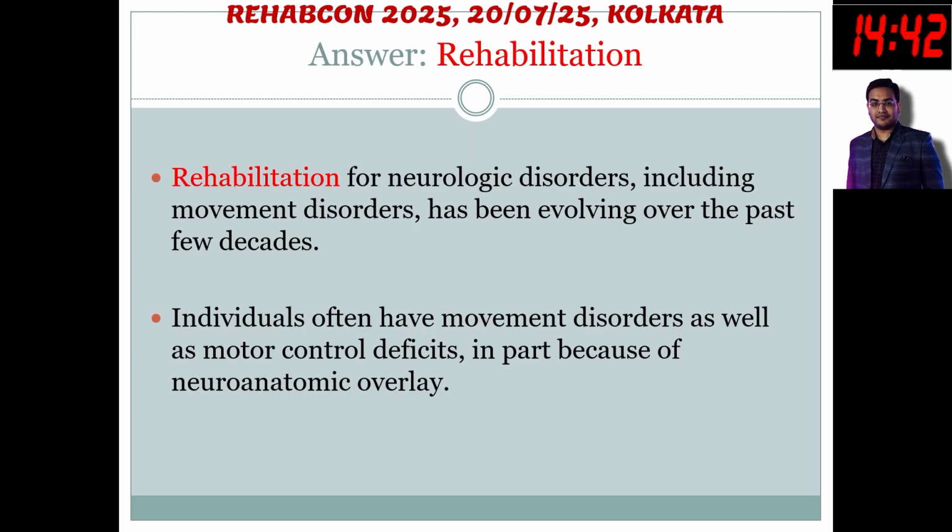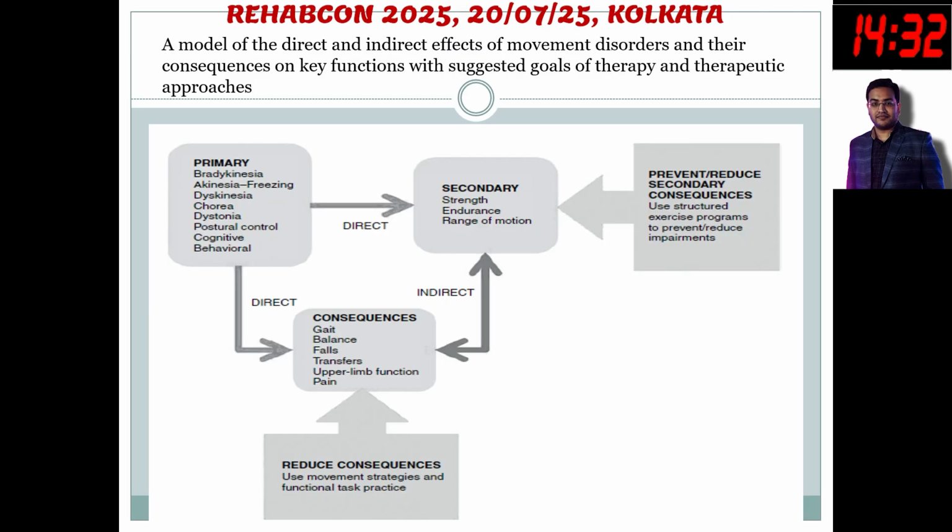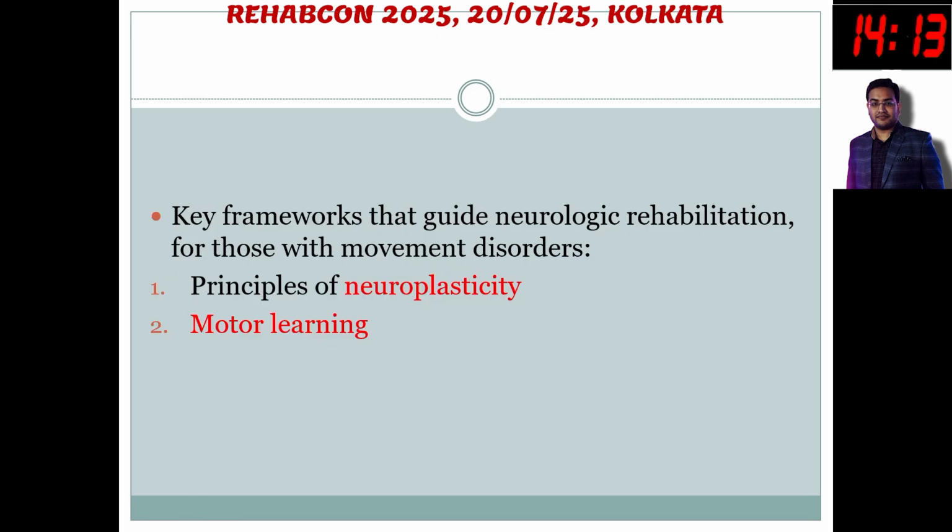Rehabilitation for neurologic disorders, including movement disorders, has been evolving over the past few decades, as these patients often have motor control deficits in part because of the neuroanatomic overlay. This is a model of the direct and indirect effects of the movement disorders and their consequences on the key functions, with the suggested goals of therapy and therapeutic approaches like a structured exercise program to prevent or reduce impairments, gait training, and balance training, all of which will be discussed in the next slides.